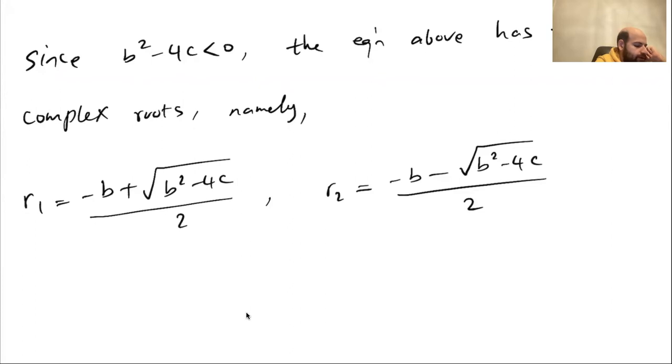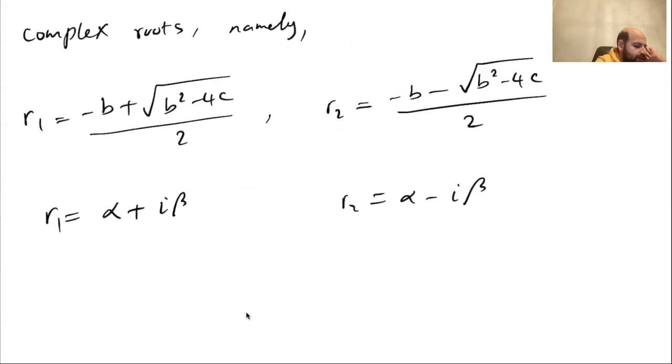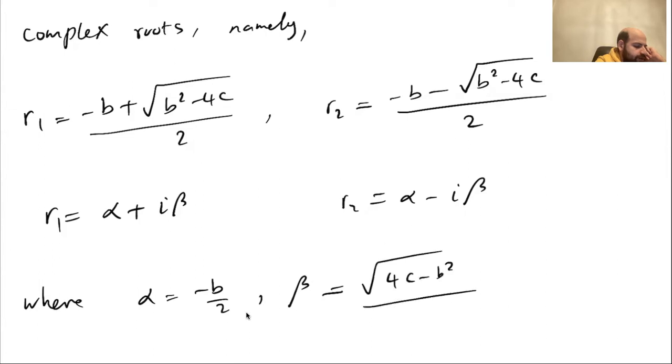Now, we can write this one as, let's say, alpha plus i beta. And then this one will be alpha minus i beta. We can write them of this form. And what is alpha and beta here? Alpha, we can write as minus b over 2, and beta will be root 4c minus b squared divided by 2.